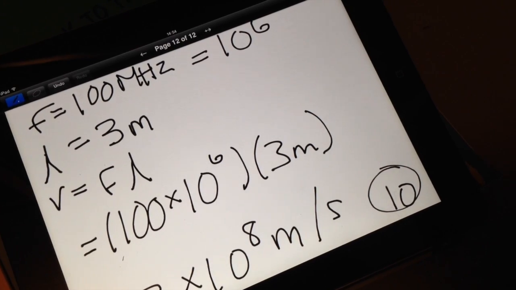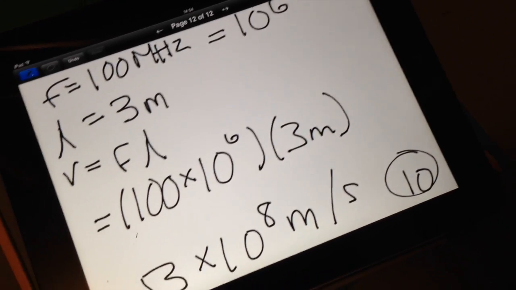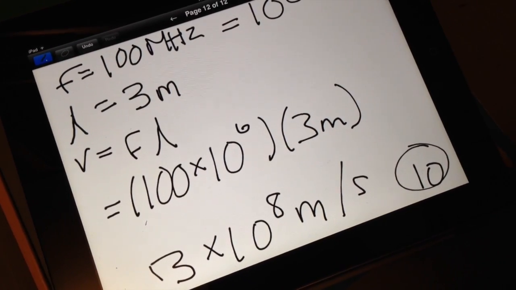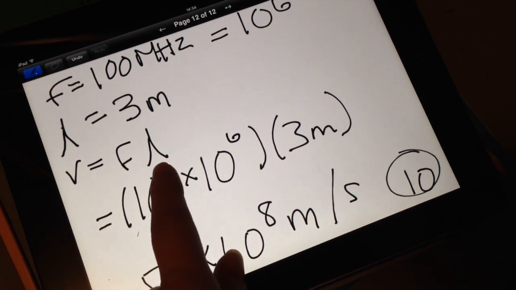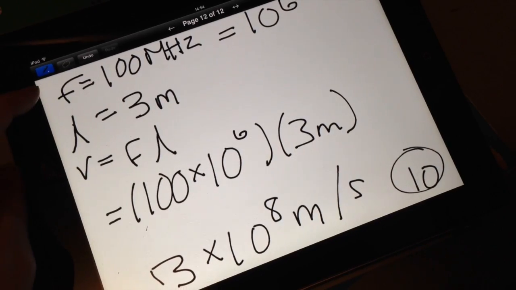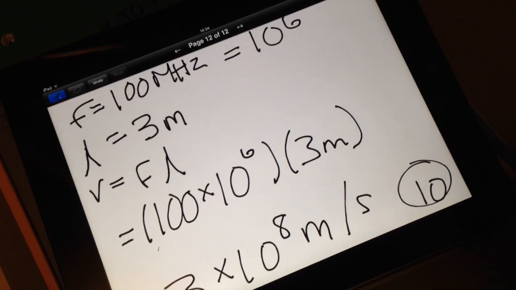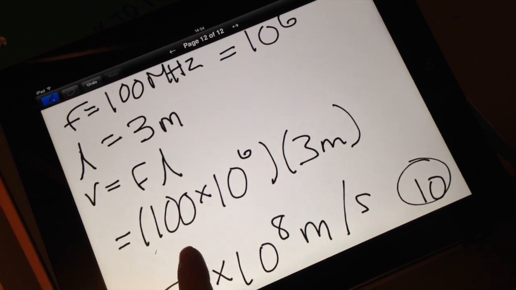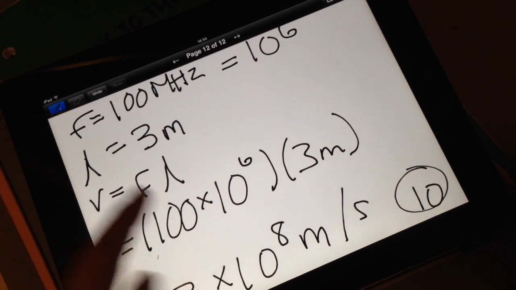When it comes to longitudinal waves, particles move parallel. With a radio wave having a wavelength of 3 meters, find the speed of the radio wave. We use this formula, v equals our frequency times our wavelength. They give us the frequency, but since it is in mega, we must convert it. So when we plug our frequency into the formula, we do 100 times 10 to the 6th, which is the conversion to get it to what we need.